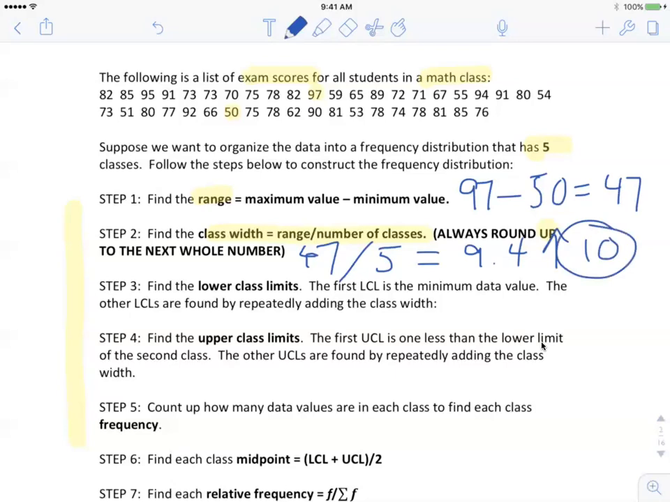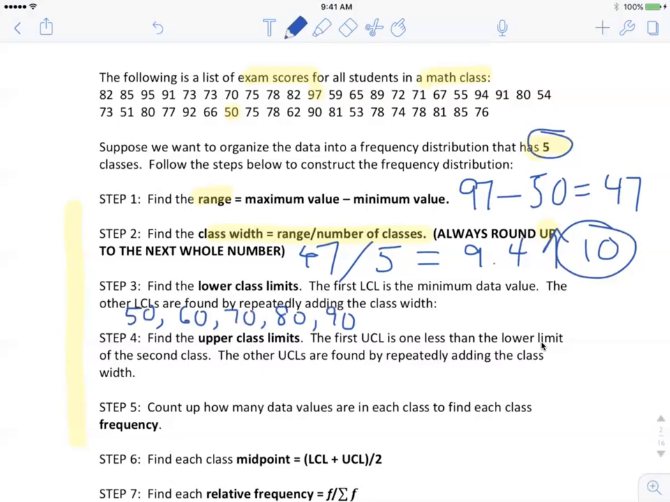Step 3, we're going to get the lower class limits. We're always going to start the first lower class limit as the minimum value. So my first one is 50. That's the minimum. And then all you do to get all those lower class limits is just keep adding the class width. So plus 10, 60, plus 10, 70, plus 10, 80, and plus 10, 90. And I got the 5 because, remember, I'm after 5 classes.